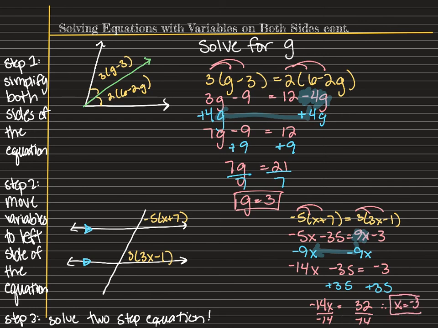When I divide 32 by negative 14 on both sides, I'm left with x equals negative 3. And that's just because I'm now moving from left to right, since I ran out of space going from top to bottom.